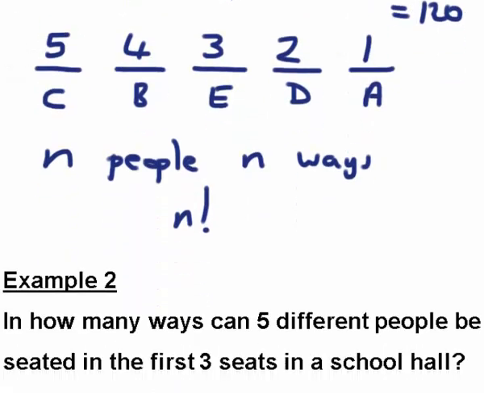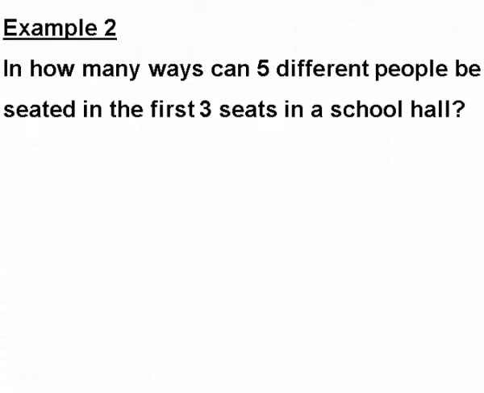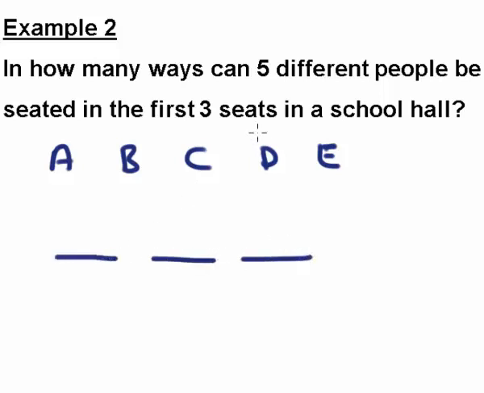Okay, now let's look at a second one where it's a little bit different. In how many ways can 5 different people, so now let's make them girls, Andrea, Belinda, Carrie, Deirdre, and Esme, and these 5 girls want to be seated in the first 3 seats. In how many ways can 5 different people be seated in the first 3 seats in a school hall?